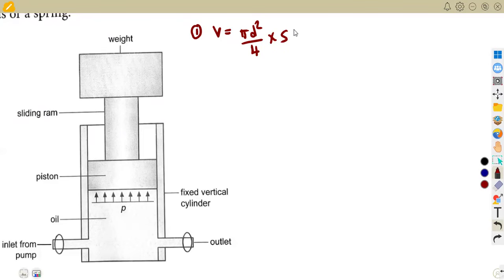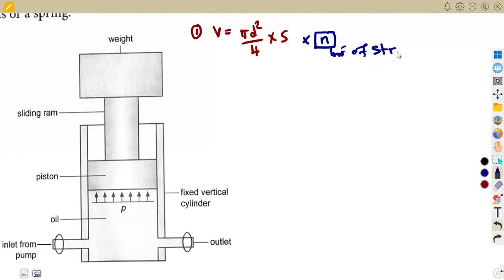When you are given a number of strokes, you are going to multiply this by the given number of strokes. That is provided that you are given the number of strokes.